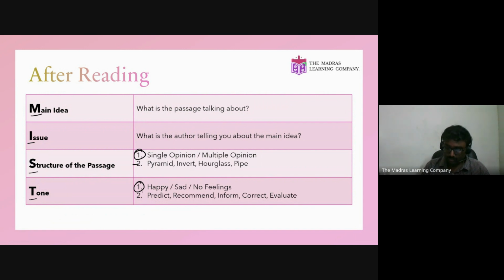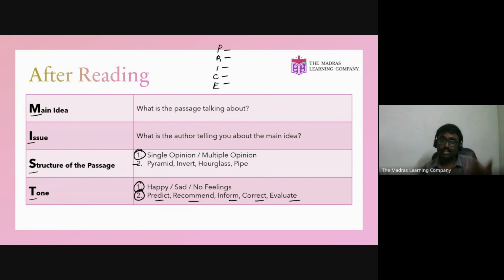And then the second thing is what is the author trying to do in the passage? There are 5 things that he can do. He can predict that something will happen in the future. He can recommend a solution to a problem, or he can just give you information. He can correct some ideology that's already existing, or he can evaluate whether something is working or not. So how can you remember this? The third acronym for the class is called PRICE. Predict, recommend, inform, correct, evaluate.